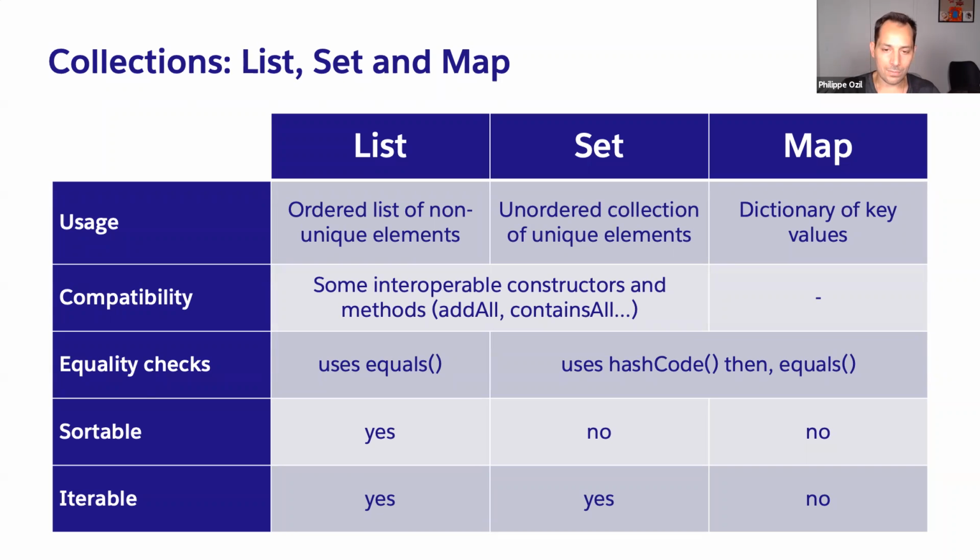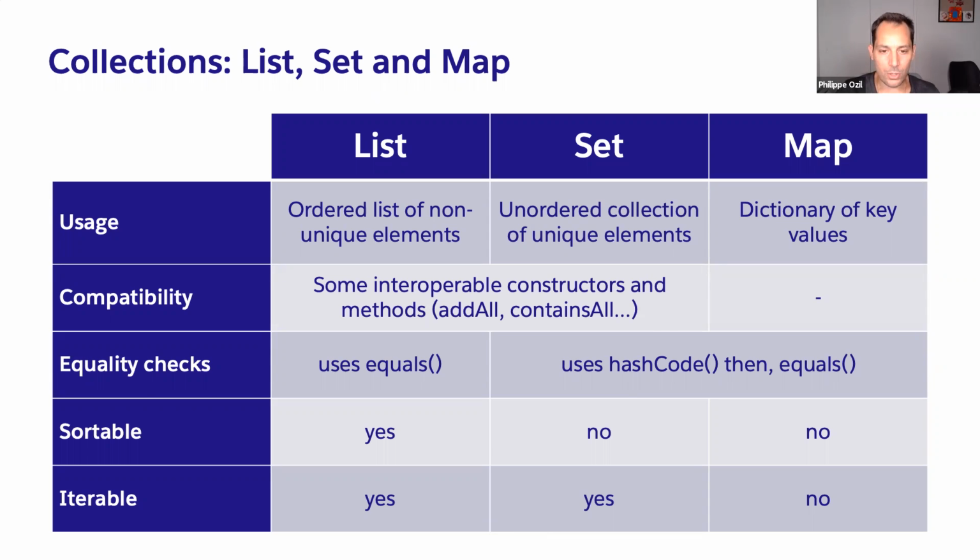You remember that's the method from the object type. But when working with sets and maps, we're no longer using the equals method. We're first using the hashCode method and then equals. And I will share a practical example about the key distinctions between those methods. Now, obviously, the list is the only type that can be sorted, and more on that at the end of the presentation. And a bit more rare, you can actually iterate on lists and sets, but of course, you cannot iterate on maps.